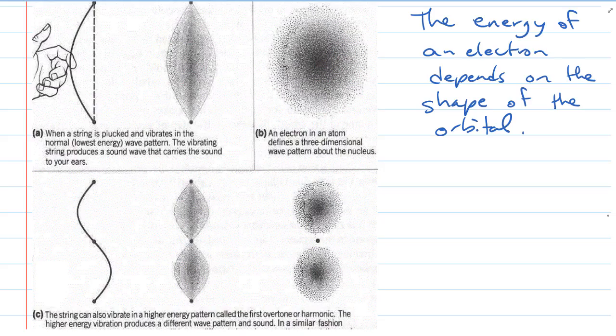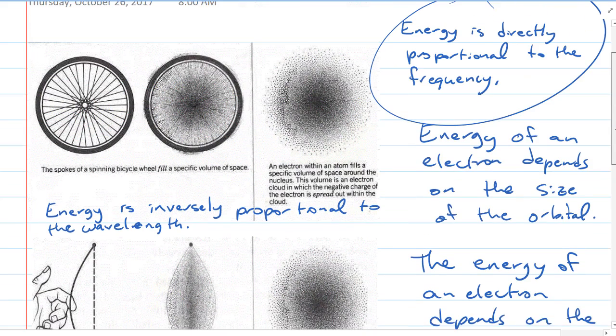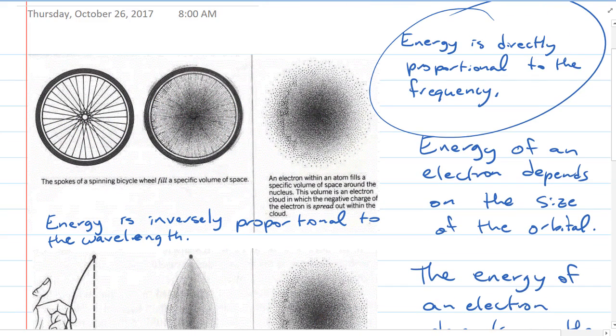So now if you look at these two orbitals and we say that the energy of the electron depends upon the shape of the orbital, which one is going to have more energy? Well, let's go back to what we said up here. The energy of the electron is directly proportional to the frequency. So which one has a greater frequency? This one right here. And if this one has a greater frequency, this one should have more energy, because energy and frequency are directly proportional to each other.